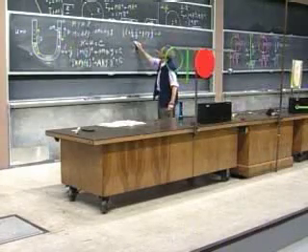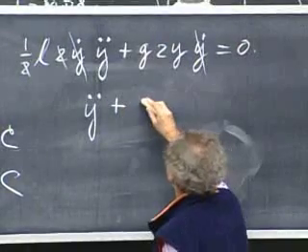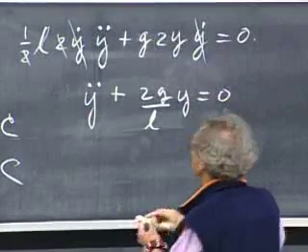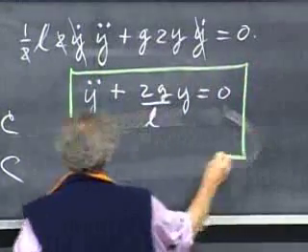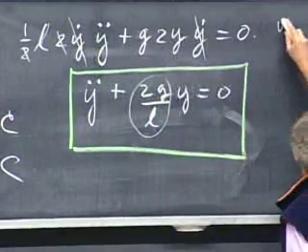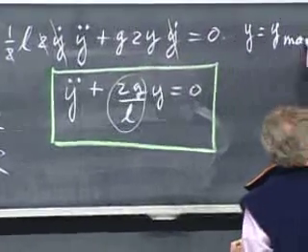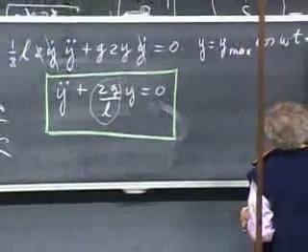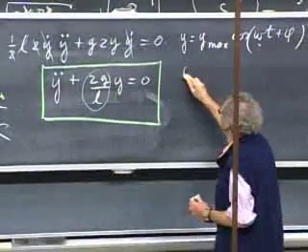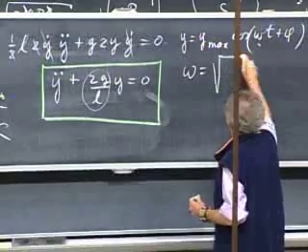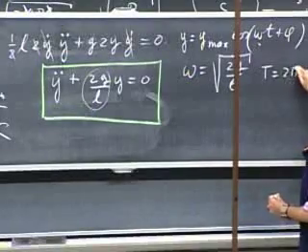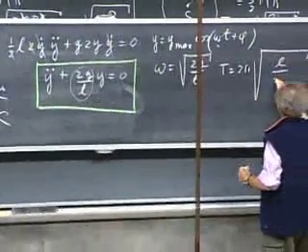And so I find that y double dot plus 2g divided by L times y equals 0. And that was my goal, because this is clearly a simple harmonic oscillation, because this is a constant. And it will oscillate in the following way: y equals y max times the cosine of omega t plus phi, and this is the angular frequency, which is directly related to the period. Omega, the angular frequency, equals the square root of 2g over L, and so the period will be 2 pi times the square root of L over 2g.